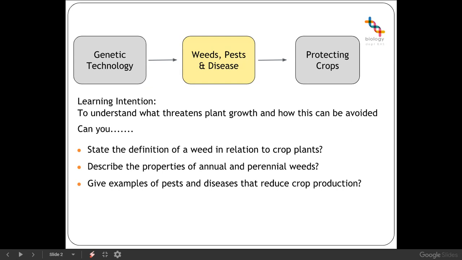So you need to be able to state the definition of a weed in relation to crop plants, describe the properties of annual and perennial weeds, and give examples of pests and diseases that might reduce crop production.